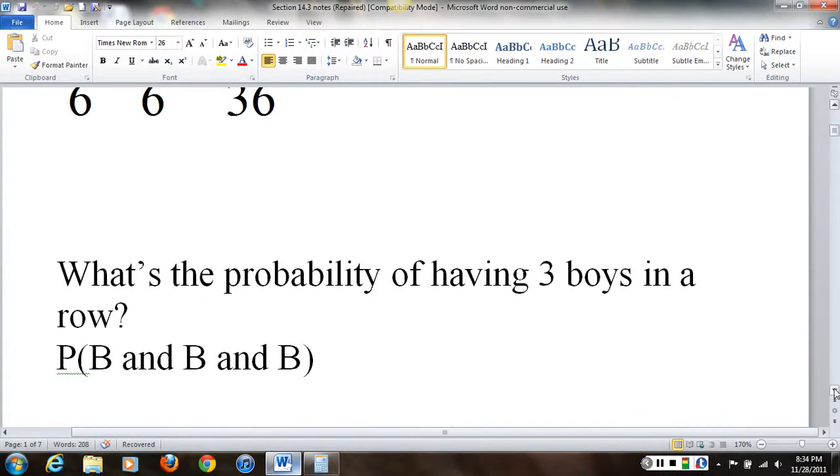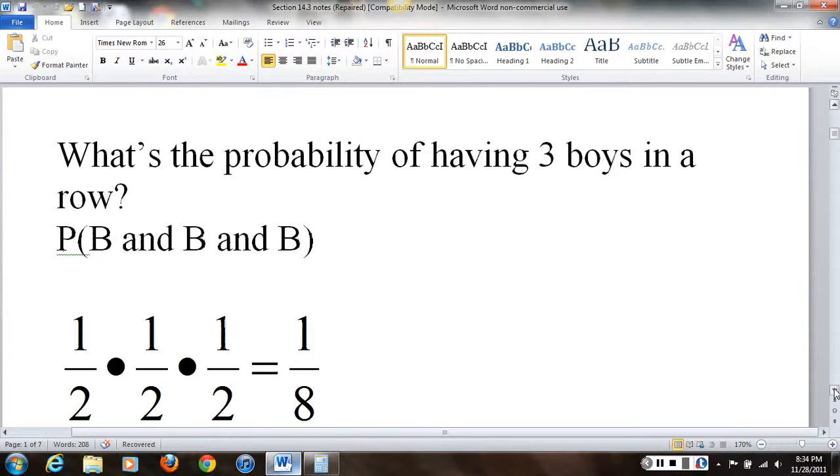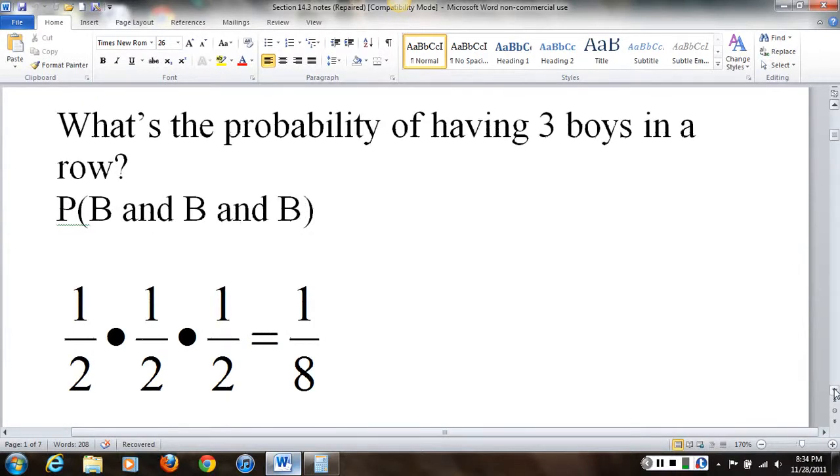What's the probability of having 3 boys in a row? Same idea. The probability of boy, boy, boy. Again, we can generally assume that having a boy does not affect the chances of having another boy. We'd say, well, the probability each time is 1/2. So 1/2 times 1/2 times 1/2 gives me 1/8.